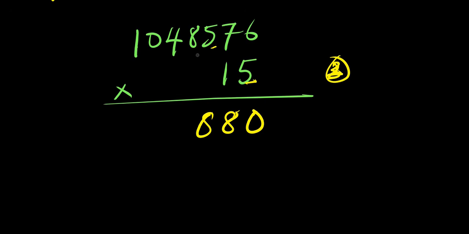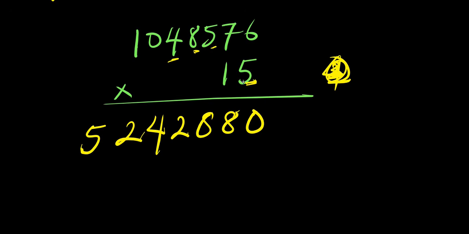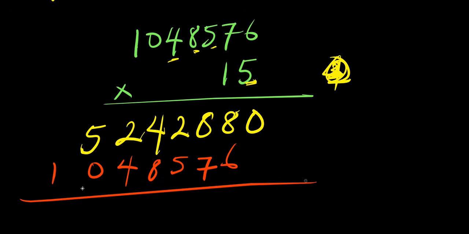We have 5 times 8, that is 40. 40 plus 2, that is 42. 2 carry over 4. And 5 times 4, 20. 20 plus 4, 24. 4 carry over 2. And 5 times 0, 0. 0 plus 2, we have 2. 5 times 1, we have 5. So we proceed to 1. 1 times 6, 6. 1 times 7, 7. 1 times 5, 5. 1 times 8, 8. 1 times 4, 4. 1 times 0, 0. 1 times 1, we have 1.